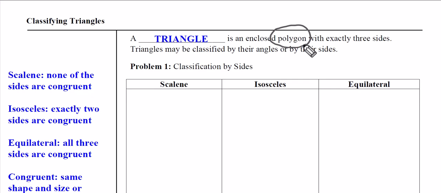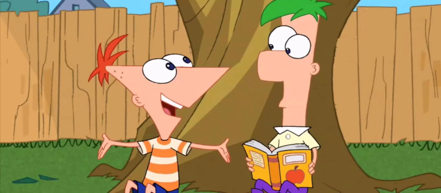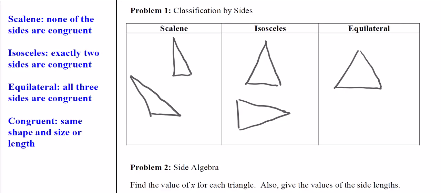their angles. So let's begin with scalene. Scalene means that none of the sides are congruent. None of them are equal. So they could be different numbers. For example, this could be 3, this could be 4, this could be 5. And therefore, none of them are congruent to each other.